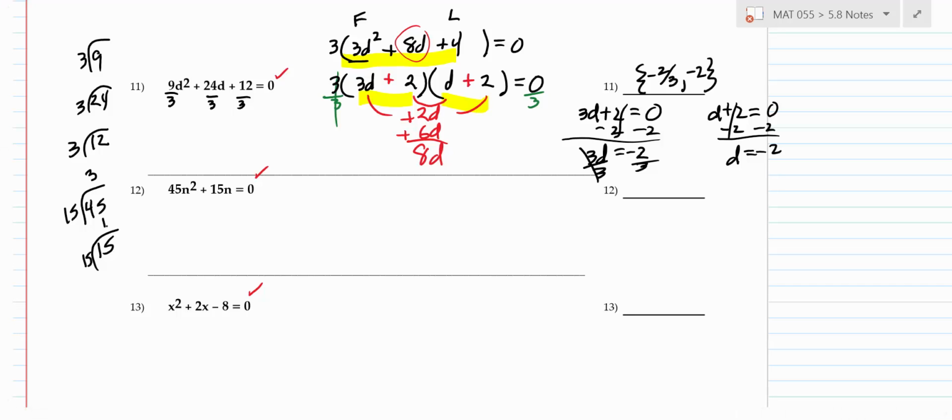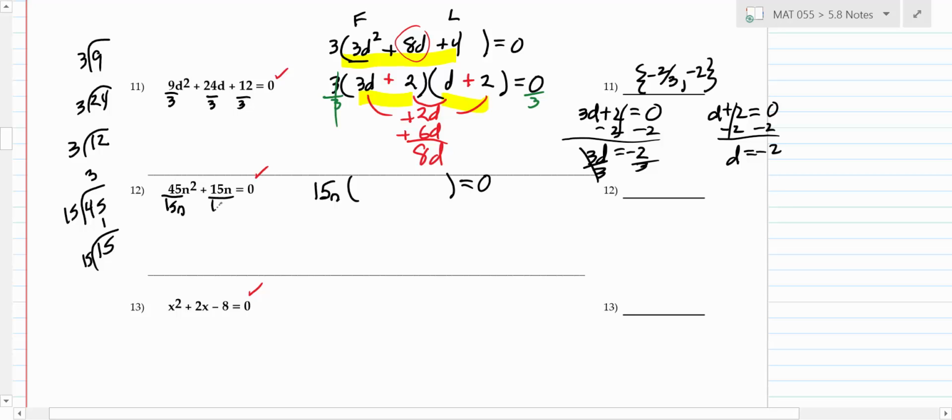You have an m to the first, n to the second. You've got to take the one with the lowest exponent out. So you start the problem by taking out 15n. Okay, got one side equals 0. You can do this in your head, or you can divide each term by 15n. So notice that 45 over 15 is 3. N squared over n is n. And then anything divided by itself is 1, so you'd have that.